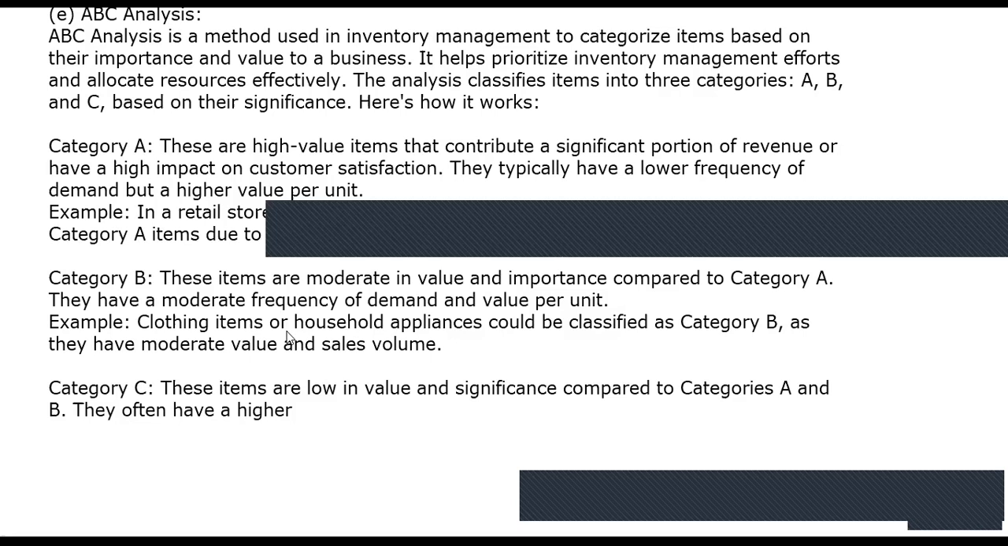And C, we have items that are of low value compared to A and B, but have a higher frequency of demand at a lower value per unit. Category C, in essence, may have low cost consumables with relatively low profit margins. For instance, stationery and low cost accessories are classified as C, but due to the items being of low value, the sales are usually high.